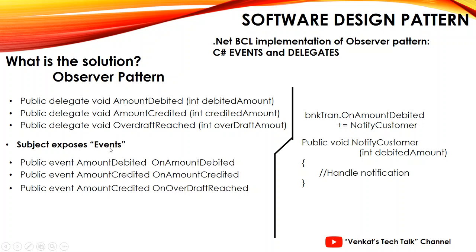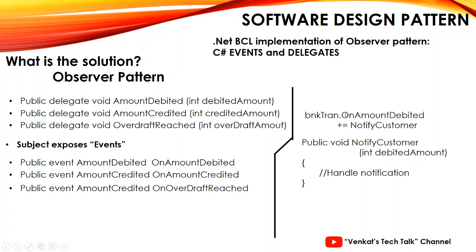We have an event that wraps this delegate. Amount debited is a delegate and we are exposing events of that type: on amount debited, on amount credited, on overdraft reached. These three are events of this delegate with this function signature. And on the consumer side, or the observer side, this is a bank transaction instance. This instance may be obtained through the dependency inversion or injection principle. And on that, we are subscribing through the event handler on amount debited.